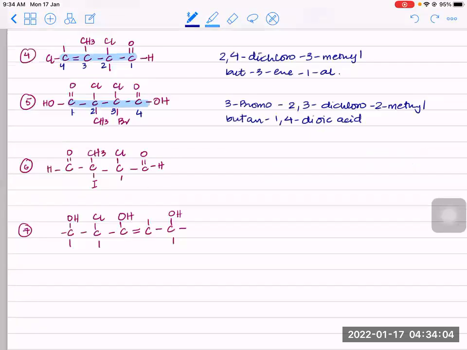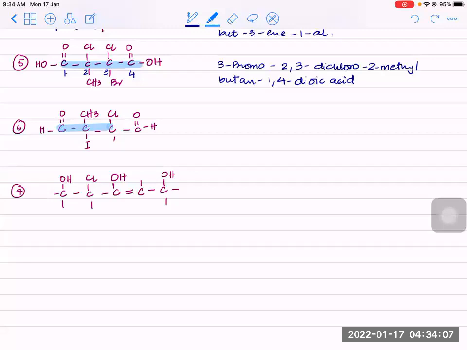Clear? Then we have number 6, 1, 2, 3, 4 carbons. Now it has 2 aldehydes, alkyl, halogen, halogen, and an alkyl. Aldehyde gets the least number. So you number from this side, 1, 2, 3, 4. Now let's see. So first thing, you got to name the halogen first, alphabetical order. So 3-chloro. Then you have 2-iodo. Then you have 2-methyl. You named this and this.